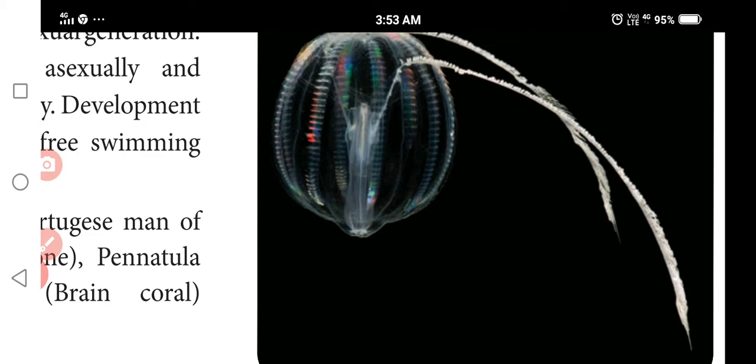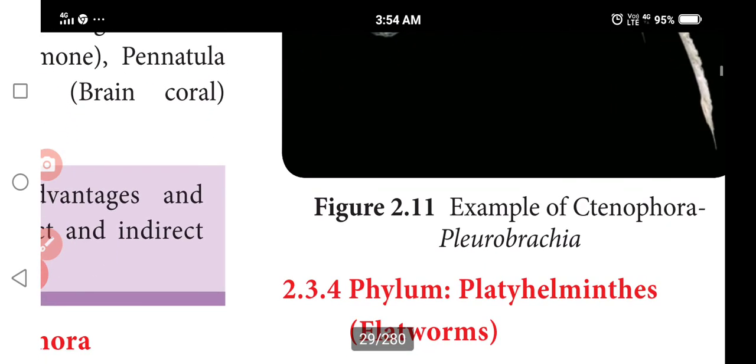The comb plates are used only for locomotion. Next, specialized cells called lasso cells capture the food. Digestion is both extracellular and intracellular. It is a monoecious species. Fertilization is external, development is indirect. The larva is the cydippid larva. Examples of Ctenophora: Pleurobrachia and Cestum.